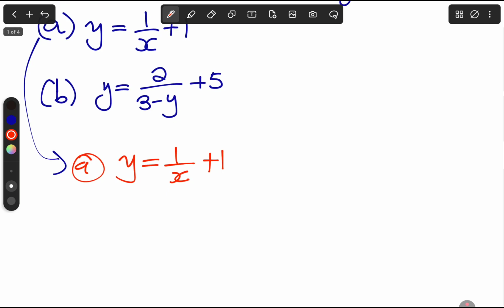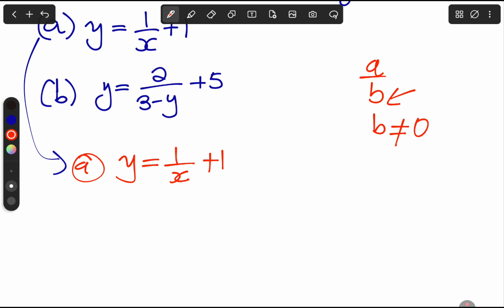I want you to pay particular attention here. What matters most when dealing with rational functions of this nature is that you take note of your denominator. Your denominator should never be equal to 0. So this x should never be equal to what? 0. Once this is 0, this becomes undefined, to give you an error.